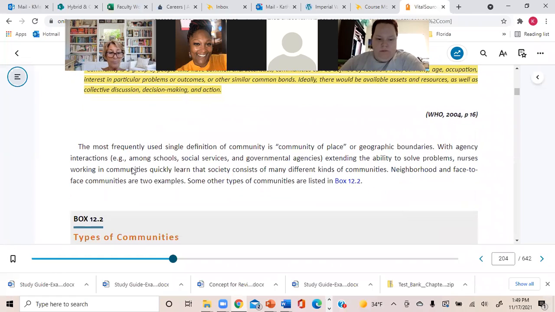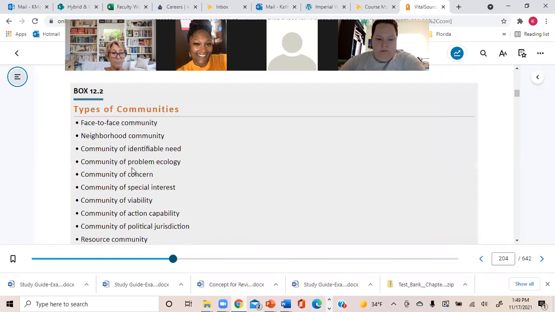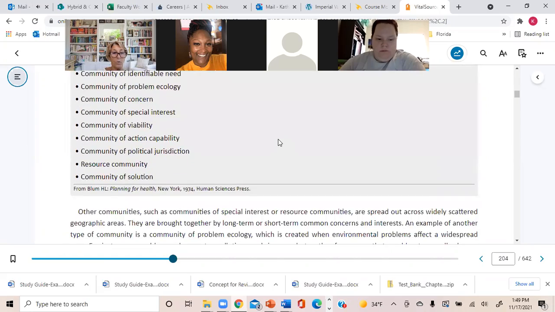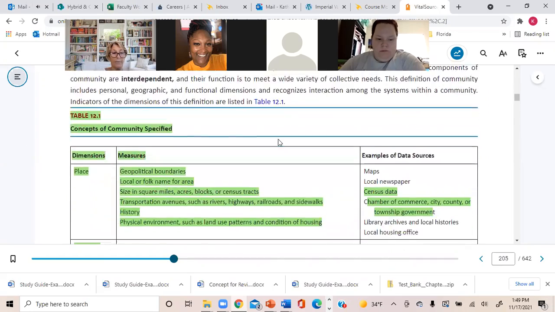Okay, you can look through the definition, according to the book, of a community. There's a box here. I like this box. Types of communities, box 12.2. Those are different kinds of communities. You can read through that.